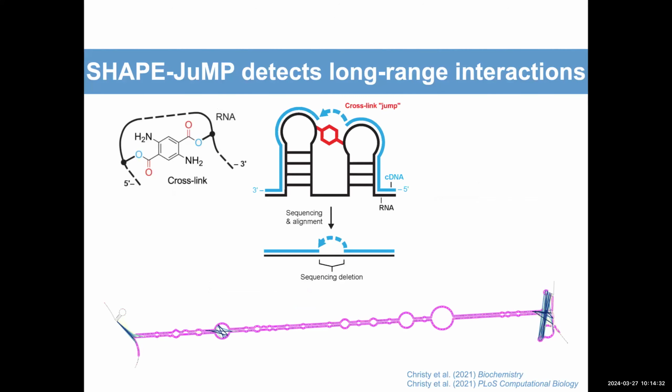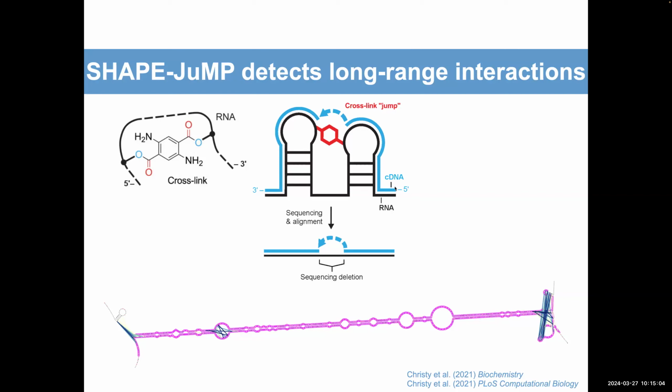Now, I don't have much time today, but I just do want to show you about this experiment. My colleague Kevin Weeks and I developed this technique called SHAPE-JuMP. And the basic idea here is to use a SHAPE crosslinker. So for those of you who don't know, a SHAPE reagent acylates the 2' hydroxyl of an RNA. And in this case, we're using a bifunctional one. And in so doing, we are able to cross-link and find nucleotides whose backbones are close together.